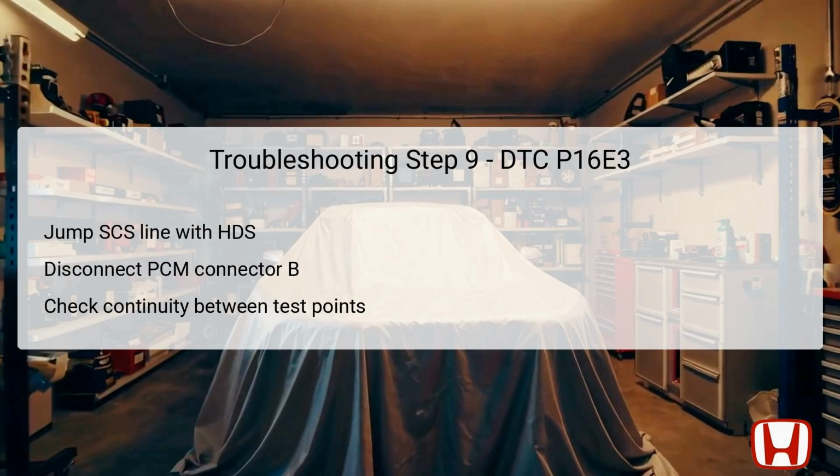Disconnect PCM connector B while keeping in mind the importance of accurate testing at this juncture. Measure continuity between the test points. Test point 1 being PCM connector B number 16, and test point 2 being battery sensor 2P connector number 2. If continuity exists, it indicates that the LIN battery sensor wire is intact. However, if continuity is absent, it confirms an open in the LIN battery sensor wire between the battery sensor and the PCM, indicating that repairs are required in this portion of the circuit.